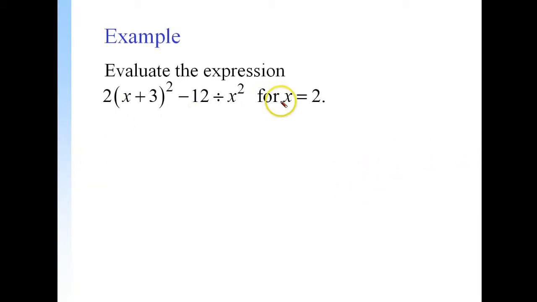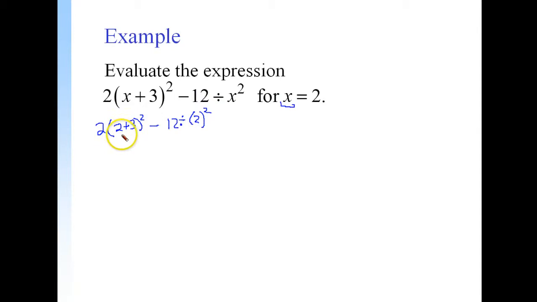So here for the letter X, they want us to substitute a 2. So we then set it up: 2 times (2 plus 3), the quantity squared, minus 12 divided by 2, the quantity squared.